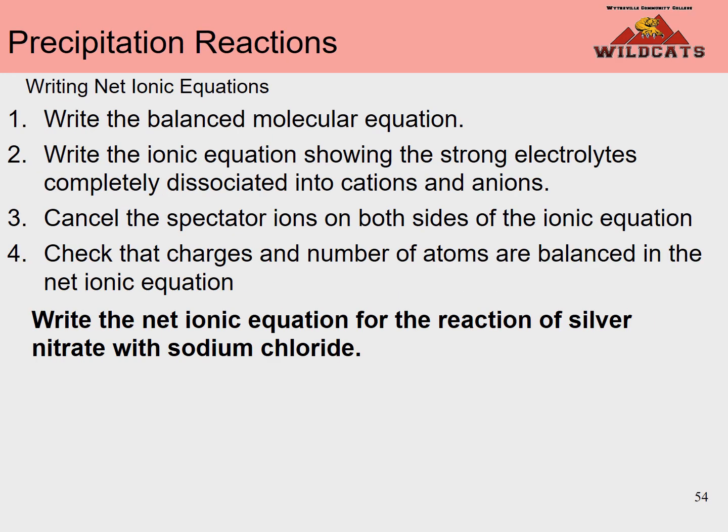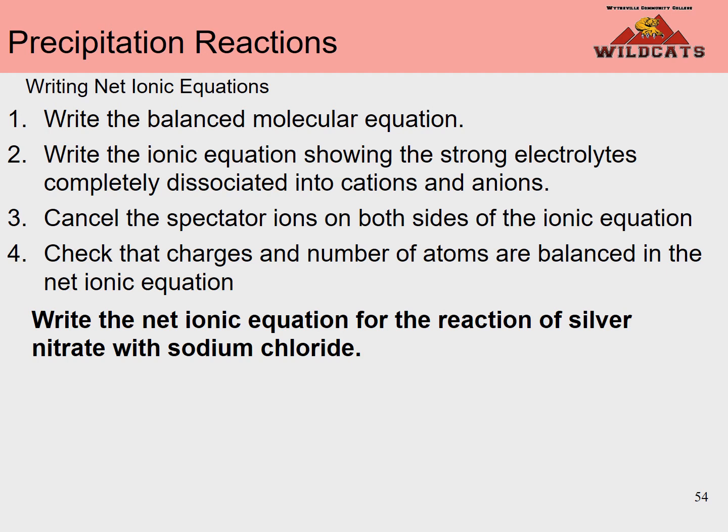So to do this, we write the balanced molecular equation. We can write the ionic equation showing the strong electrolytes completely dissociated into cations and anions. We can cancel out the spectator ions, or the ones that aren't doing anything, and check that charges and number of atoms are balanced in the net ionic equation.